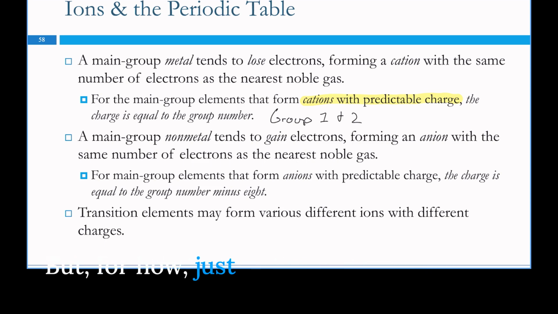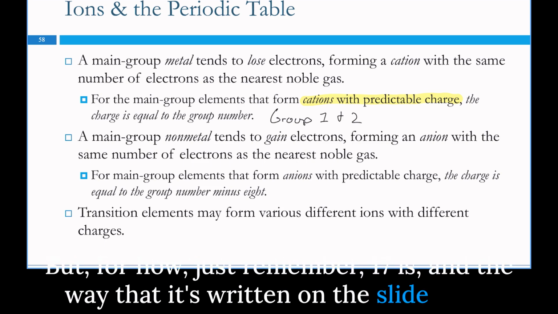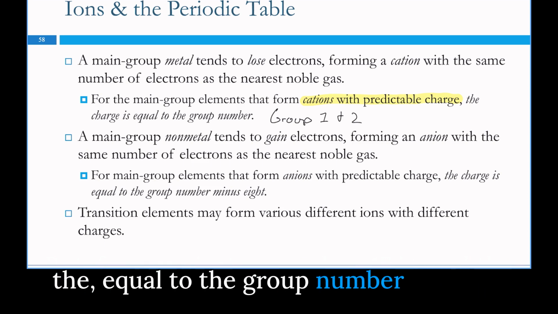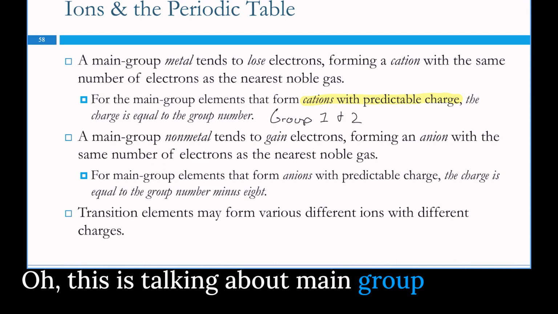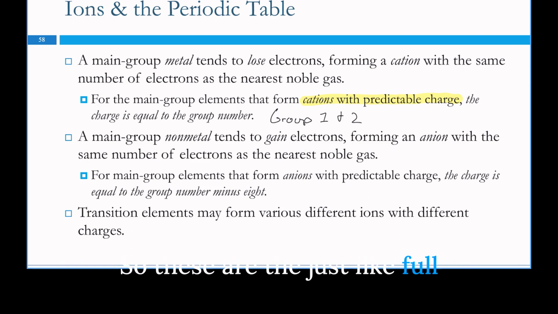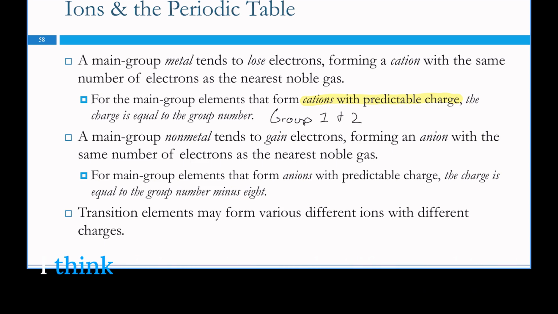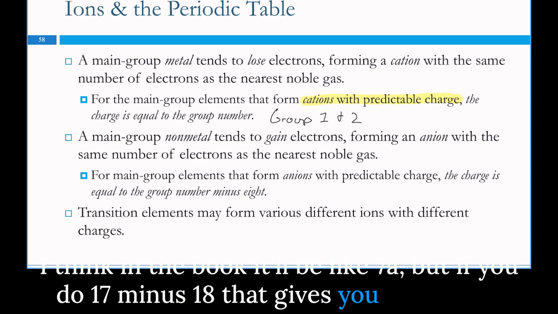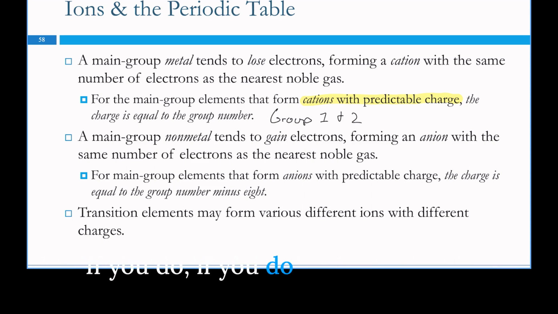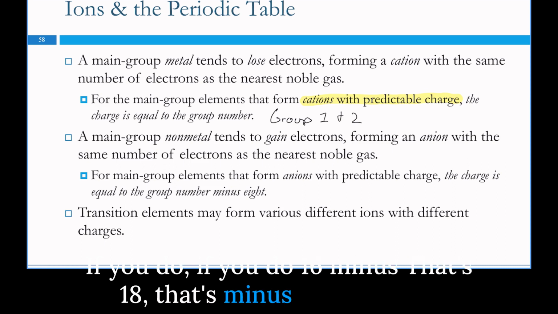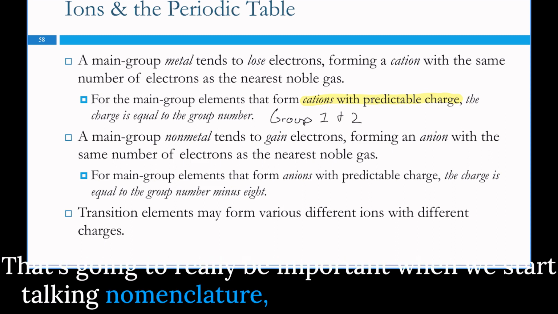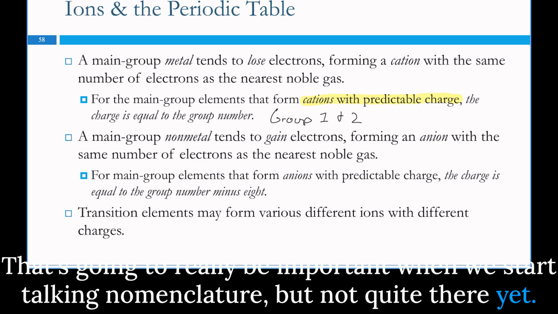But for now, just remember 17 is, and the way that it's written on the slide is, equal to the group number minus 8. Oh, this is talking about main group numbers. So these are just the full periodic table group numbers. Actually, this works also. But if you subtract 10, then these become main group numbers. I think in the book, it'll be like 7A. But if you do 17 minus 18, that gives you -1. If you do 16 minus 18, that's -2, and so on. So those are charges. That's going to really be important when we start talking nomenclature, but not quite there yet.